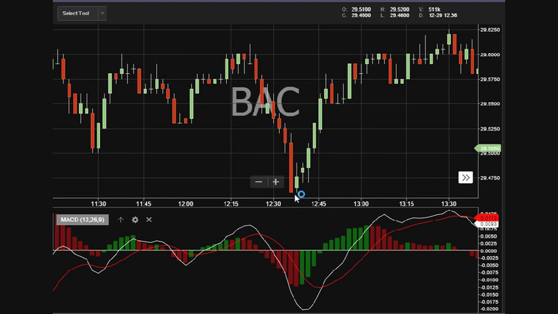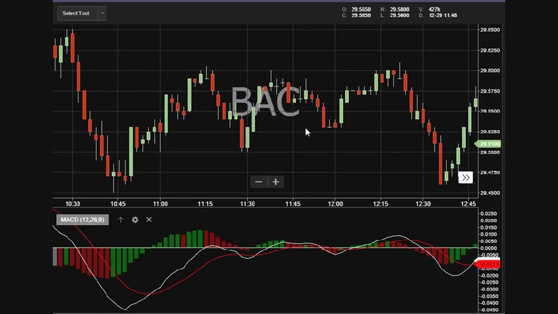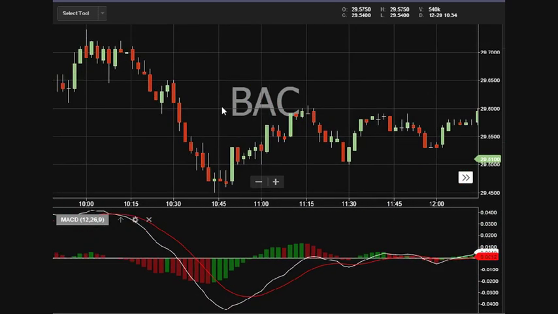For example, the exact low was right here, but you don't get the signal till way up there. Okay, so that's what you need to know about MACD. First off, it is good. It does show the trend, but it shows it a little bit late. Okay, it also works really well when a stock is trending in good swing moves.